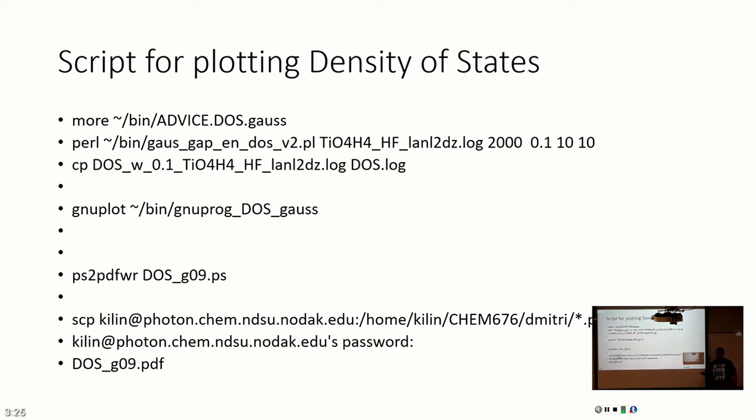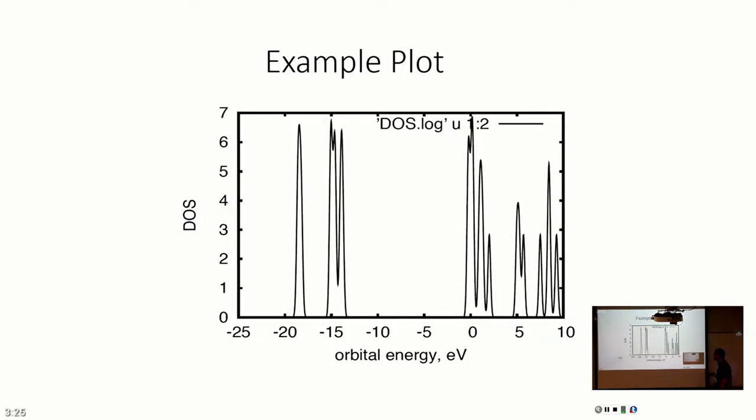So like I said at the beginning, if you don't remember anything about how to plot density of states, just download my slide and copy this code, and if you follow it, and you may have to make a couple of minor modifications, you'll get a density of states plot. Here's a quick example. Density of states is on the y-axis. Orbital energy is on the x-axis, in electron volts. The states at negative 20, negative 15, and zero are the most probable because they're the ones with the highest number of states. This is just a quick example of how we'd use a density of states plot. And that's the end of my presentation. Thank you.